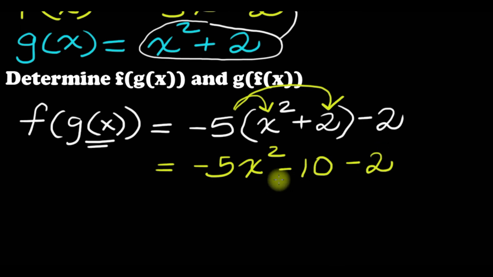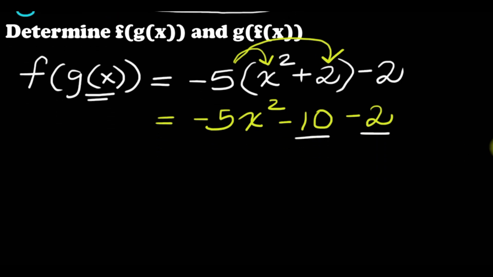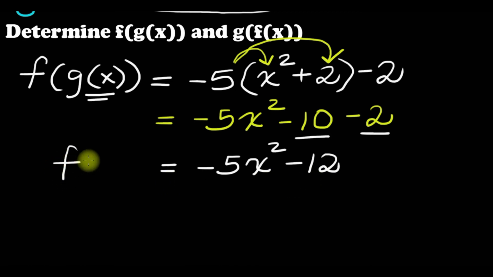And then these two are like terms, so we want to go ahead and collect them. So look, combine these two terms, because they both are constant. So what's -10 with -2? Well, that comes out to -12. All right, so there's nothing else you can do to this. So we are done. So that's what f of g of x is.